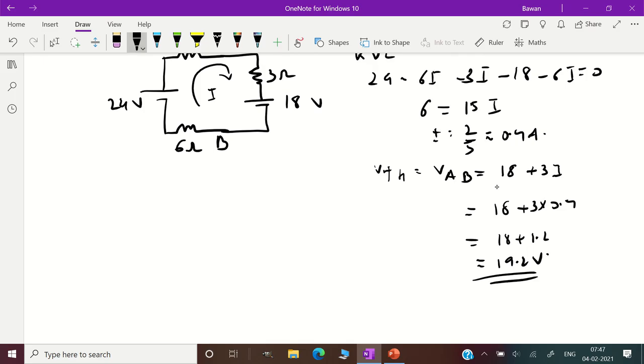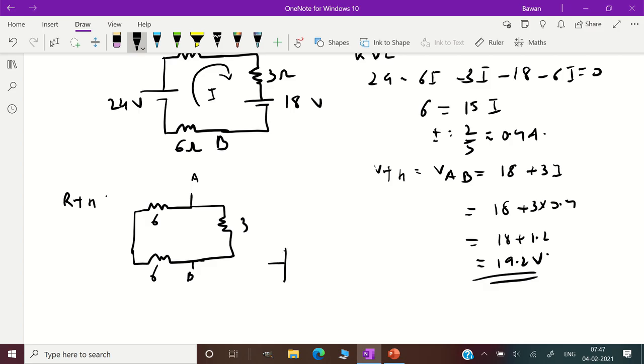For RTH, if you take the same circuit, you short the source. So this is point A, this is point B, as seen from the load end. We see 6 and 6 in series and 3 in parallel, so basically the circuit is something like this.